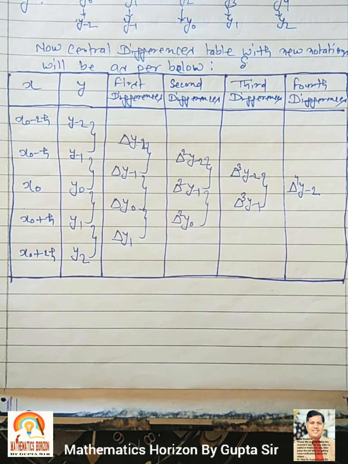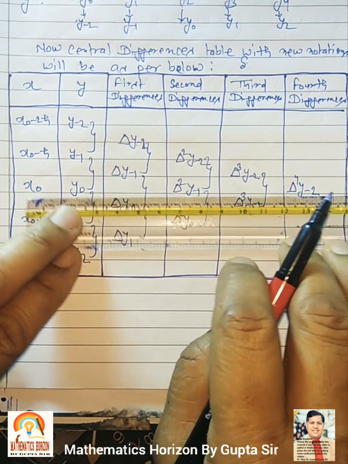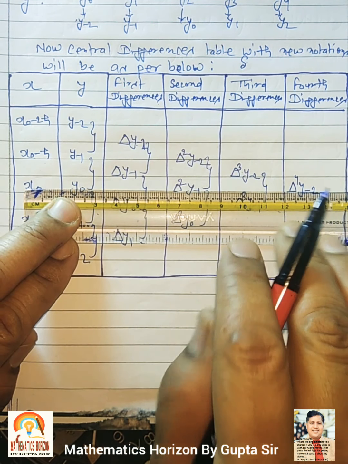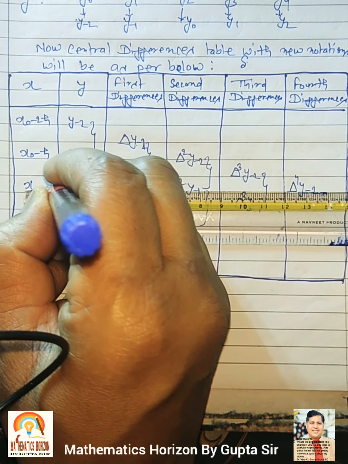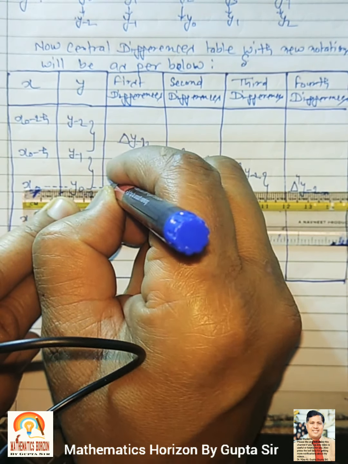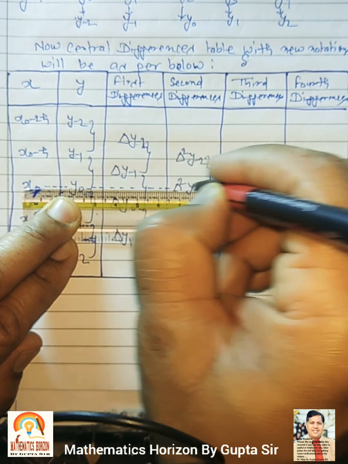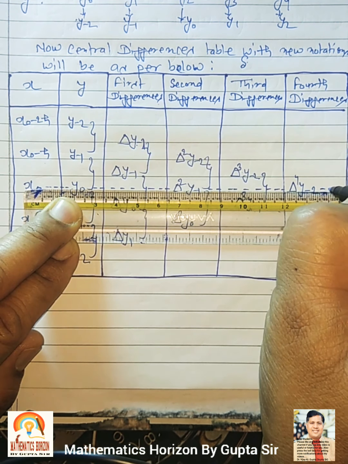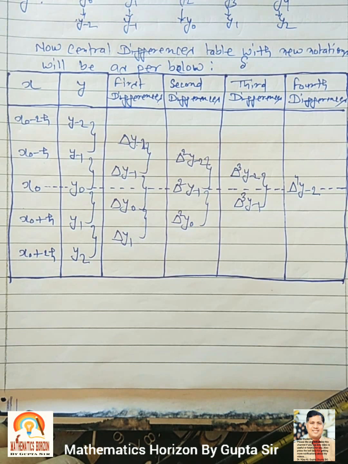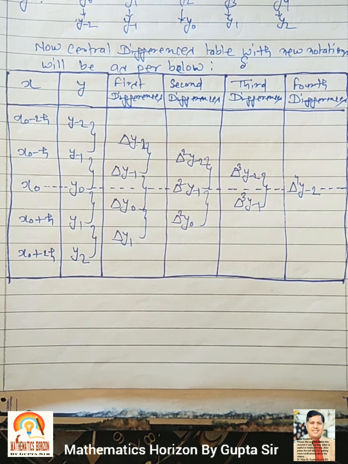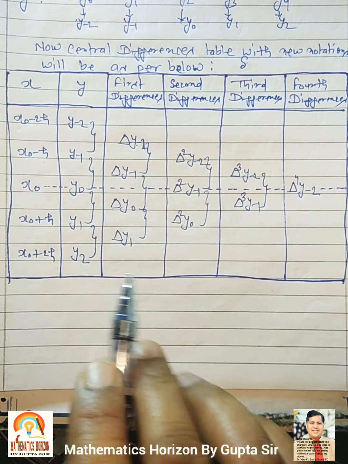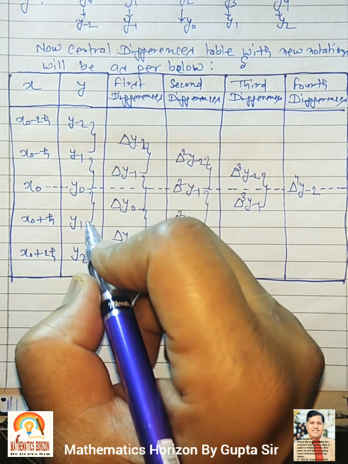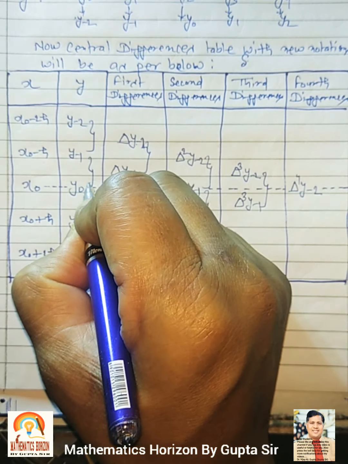Here this is our x0, and this line is called the central line. In all the different central difference formulae, we always use the differences on this central line and above and below this central line. We always use these differences.